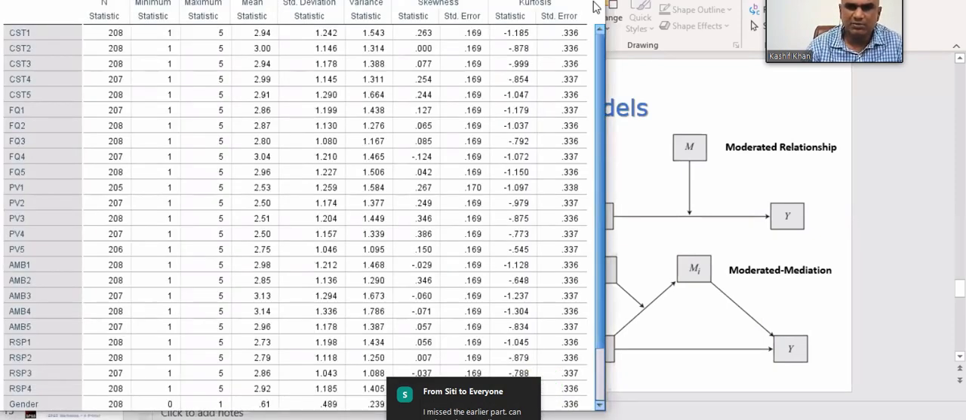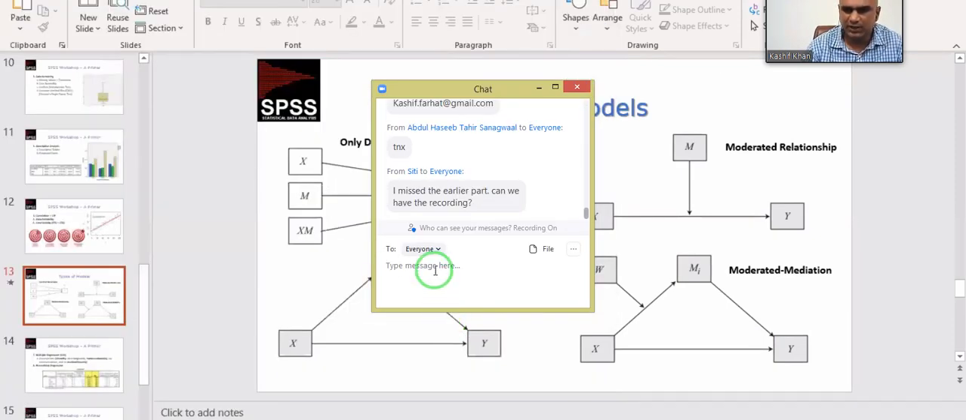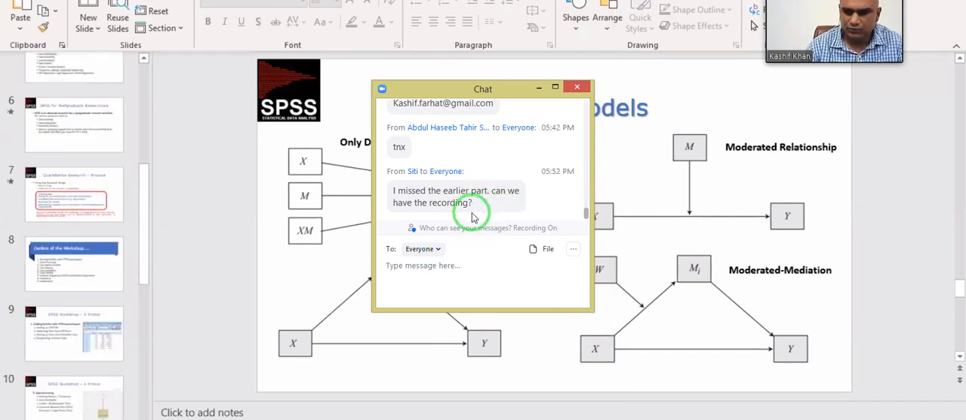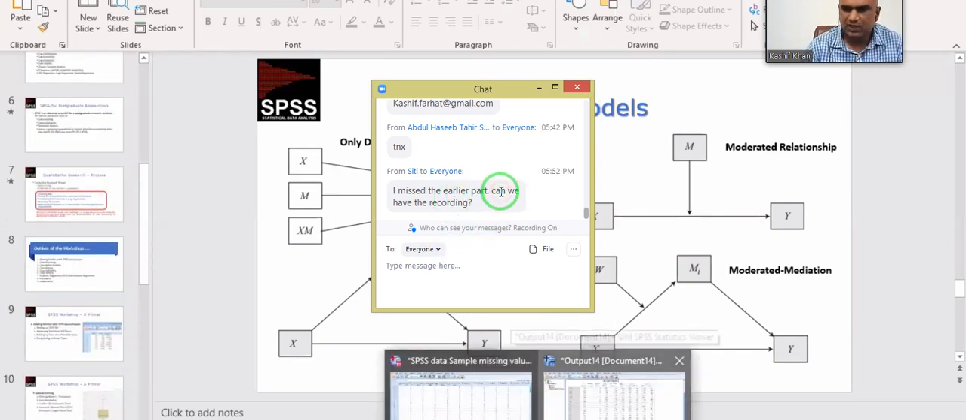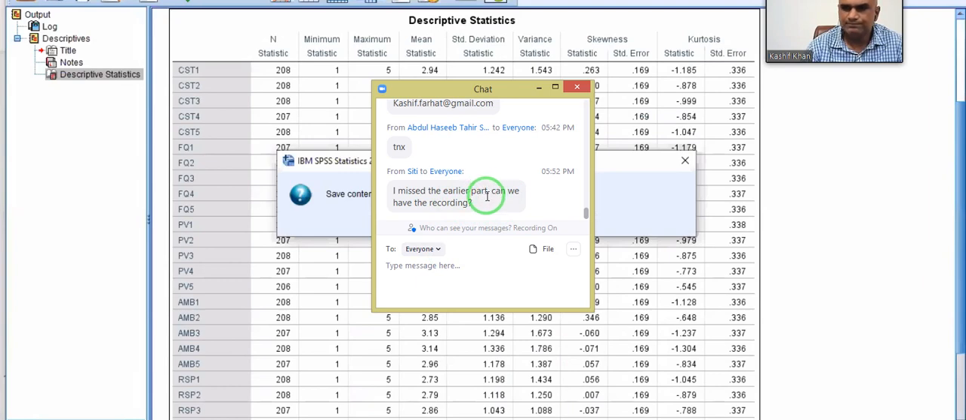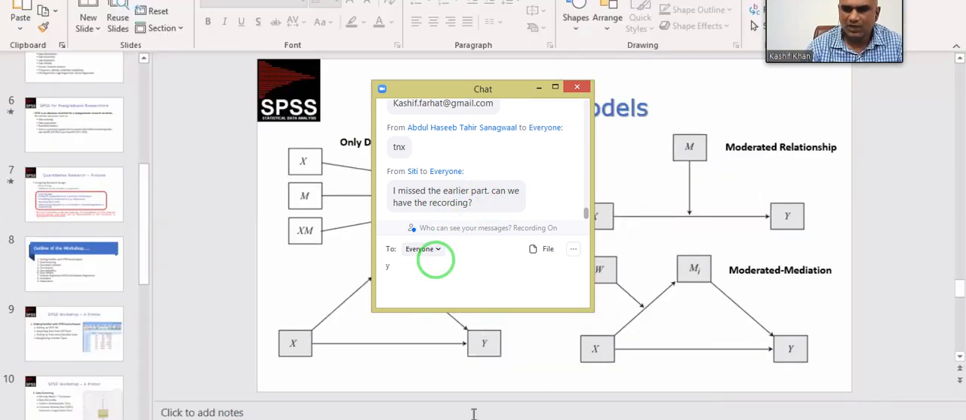Okay, pivot table. Let's do output. Close it.